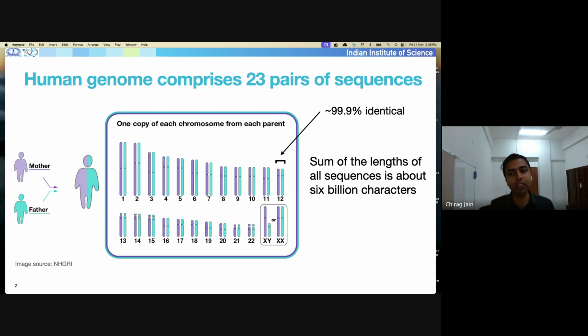And if we do a sum of all the sequences, that is the sum of all 46 sequences, then the entire length of the human genome is 6 billion characters. So if I add up all the ATCG characters in all these 46 sequences, then the total length of the human genome is 6 billion characters.